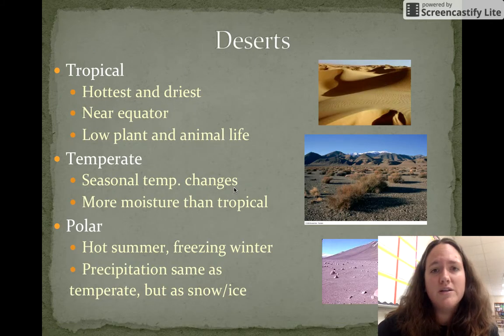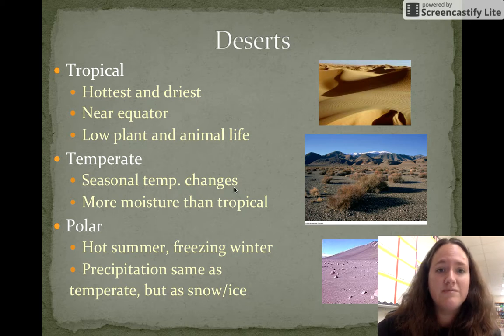We're going to go through quickly some of the different types of biomes. A lot of this you're probably already familiar with, so just get whatever you feel like you need. For deserts, there are 3 different types: tropical, temperate, and polar. As you can imagine, tropical is the hottest, least amount of rain. Temperate is going to have seasonal temperature changes, so winter, summer, those kinds of things.